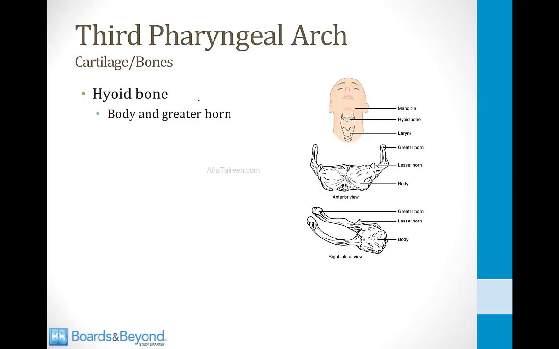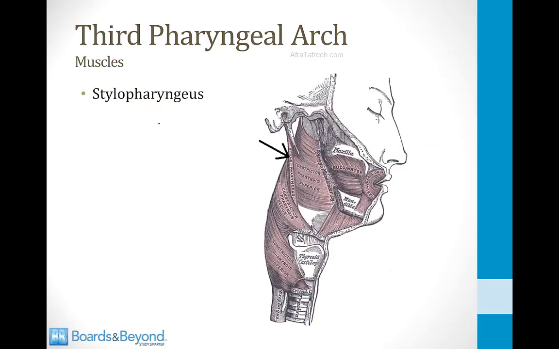Moving on to the third arch, this arch gives rise to the rest of the hyoid bone, the part that was not formed by the second arch. So this includes the body of the hyoid bone and also the greater horn. The muscle of the third pharyngeal arch is called the stylopharyngeus. It connects to that styloid process we talked about earlier. It goes from there down into the pharynx. Hence, it is called the stylopharyngeus muscle.